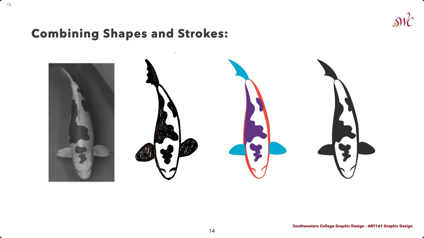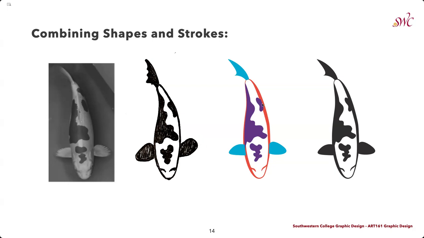So this is an example of a koi fish, and the sketch is simplifying this down into this basic sort of circular shape with these fins, these interior sort of shapes here that are organic, and these two shapes that articulate the eyes.